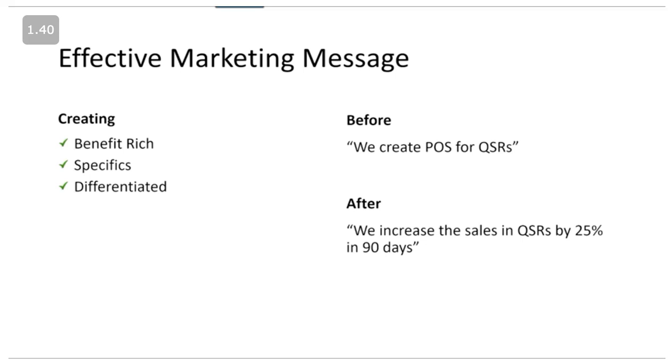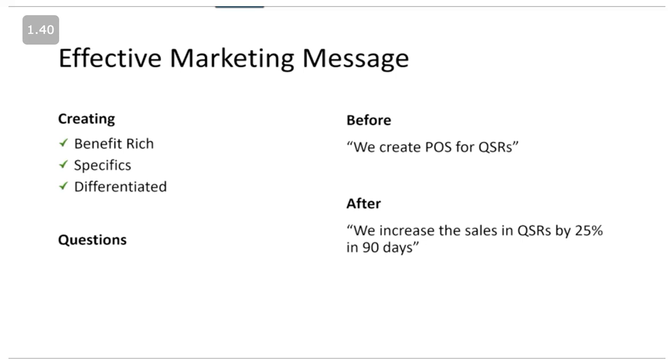We increased the sales, benefit rich, tick, specifics, the specific market they serve, which is not actually necessary, but in this case it was appropriate, by 10% in 90 days. So we're now, not only is it benefit rich, because it contains specifics, it's highly differentiated from what all his competitors were saying, who were still creating software for quick service restaurants.